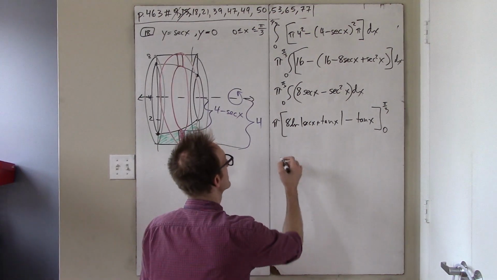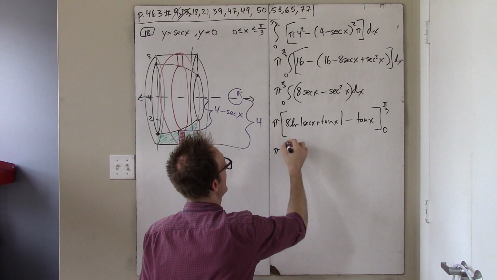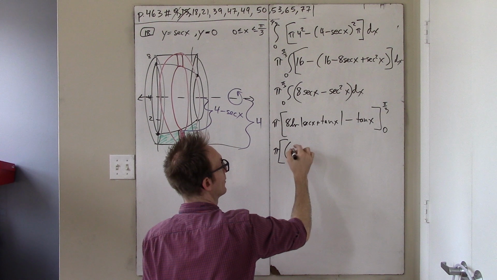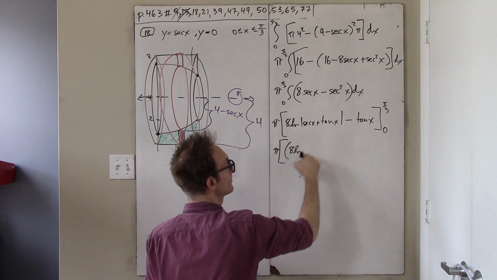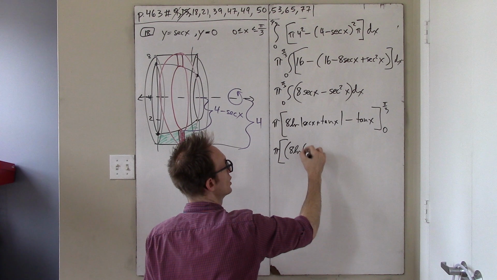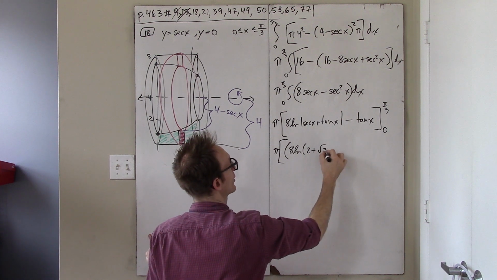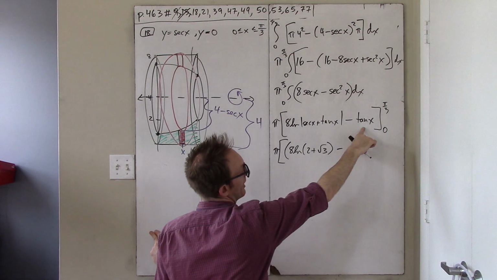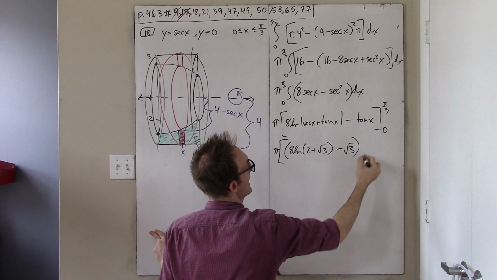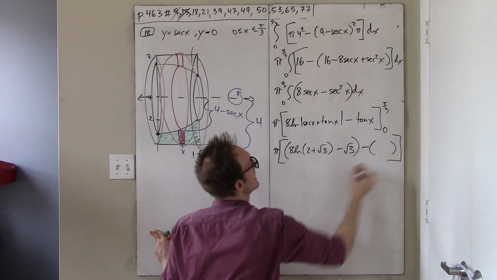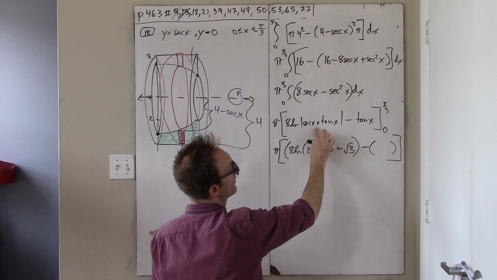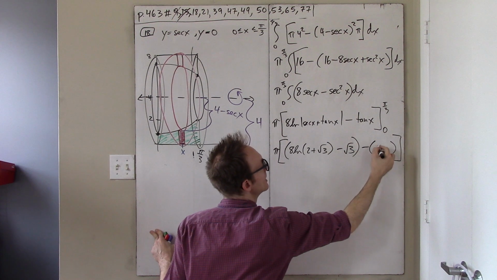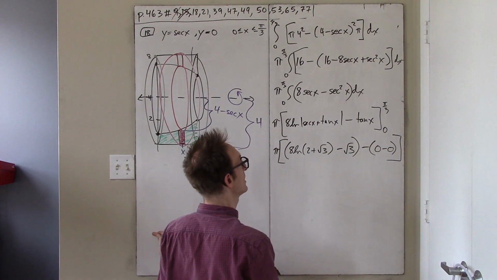Okay, so what do we get? We get pi times, when I plug in pi over 3, well, this is 8 ln, secant pi over 3 is 2, and tan of pi over 3 is root 3, and then minus tan of pi over 3 is root 3. But then when x is 0, tan of 0 is 0, secant of 0 is 1, but ln of 1 is 0, and tan of 0 is also 0. So those are all zeros.